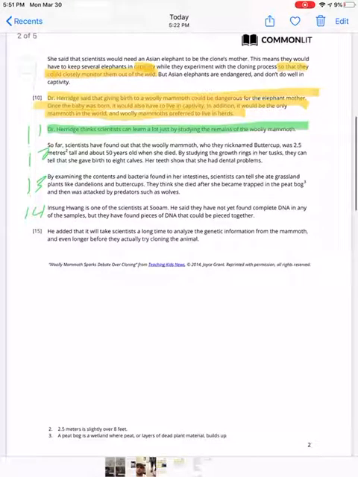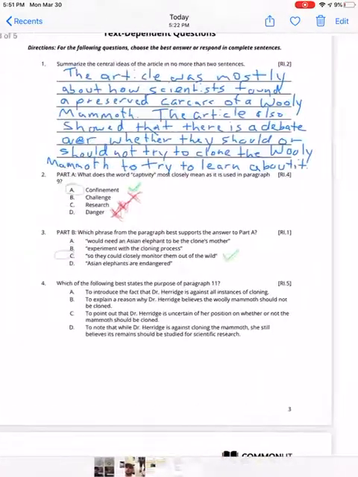But I'm going to read paragraph 10 just because it's highlighted and because Dr. Harridge actually is in there as well. Dr. Harridge said that giving birth to a woolly mammoth could be dangerous for the elephant mother. Once the baby was born, it would also have to live in captivity. In addition, it would be the only mammoth in the world, and woolly mammoths preferred to live in herds. Dr. Harridge thinks scientists can learn a lot just by studying the remains of the woolly mammoth.